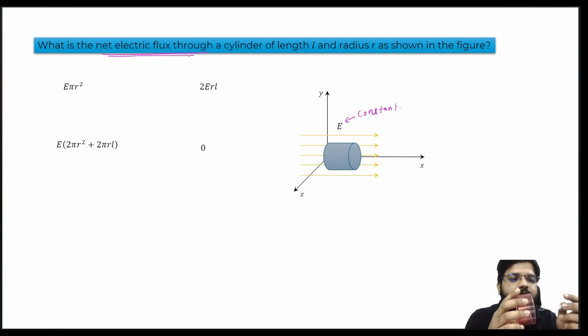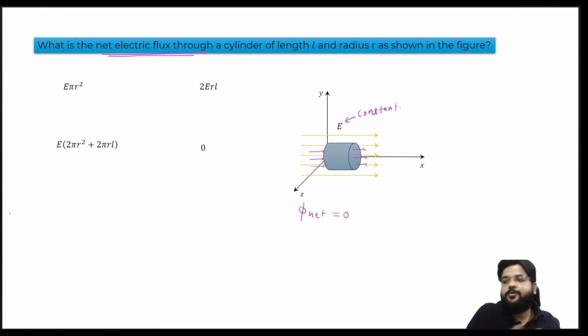and it exits from the other circular part. Here E is constant, and the area of this side and the area of this side are the same. So the area is the same and the electric field is the same, so entering flux equals exiting flux. Therefore the net flux passing through this surface is 0. And through the curved part, flux does not pass because the field lines are parallel to the curve. That's why it happens.